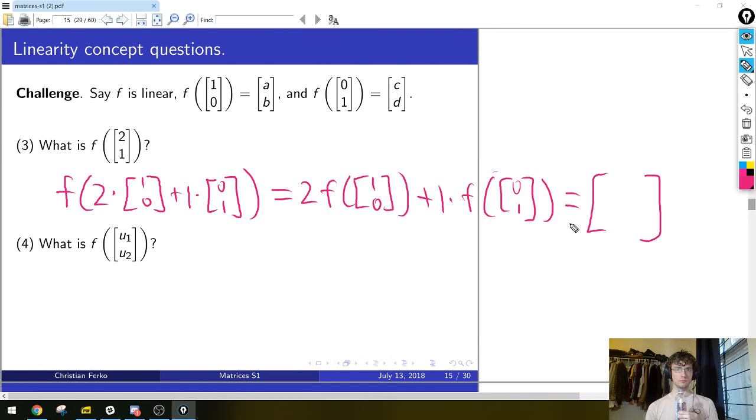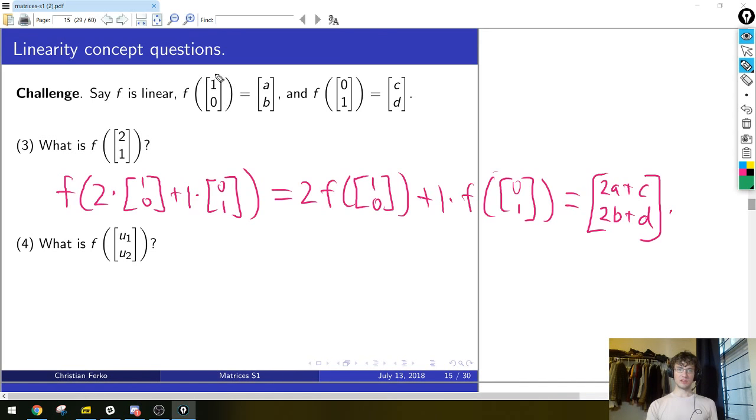So on the top, it would be 2a plus c, I believe. Good. Yeah, that looks right. And on the bottom, it would be 2b plus d. Good. Yeah, that's good. Because the first one is twice a, b, so there's a 2a and a 2b. The second one is c, d, so we have a plus c and b plus d. Good. Okay. Very good. I'll do the last one for you, because now you can kind of generalize this pattern.